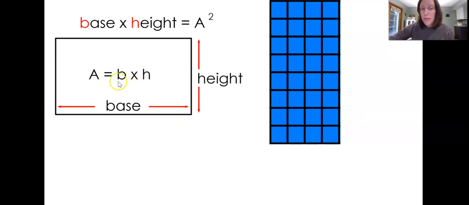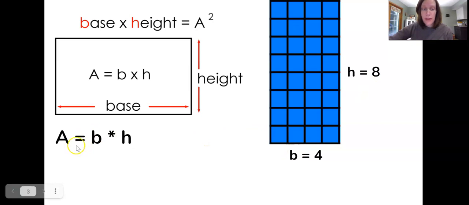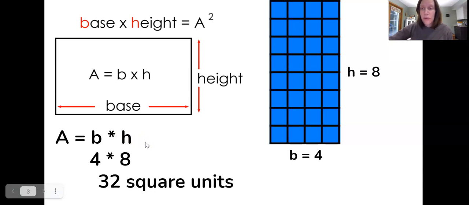The reason we might want to use the formula instead of counting each one is because if you look at this rectangle right here, that's quite a bit to count. So instead what we can do is say, well, how many squares are there on the base? There are 4. And how many in the height? And then I just get to count these and find there are 8. Now that I have my base and my height, I can plug it into our formula. Area equals base times height, which is 4 times 8 in this case. So it would be 32 square units. The area of this rectangle is 32 square units.